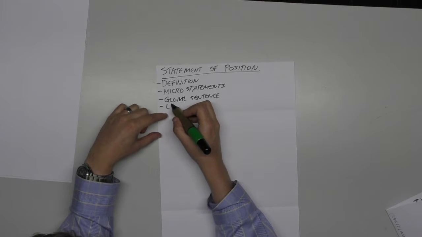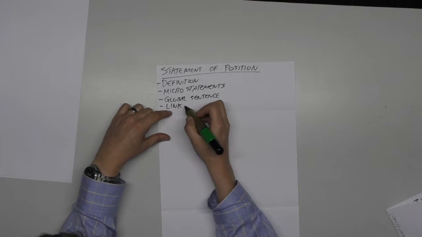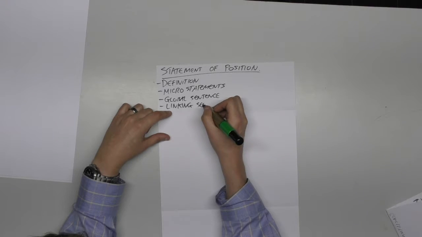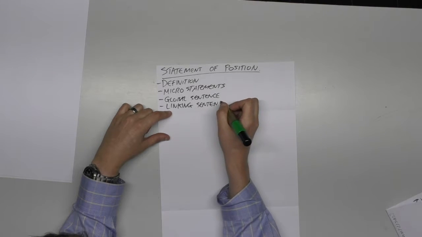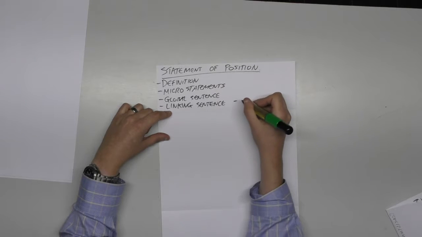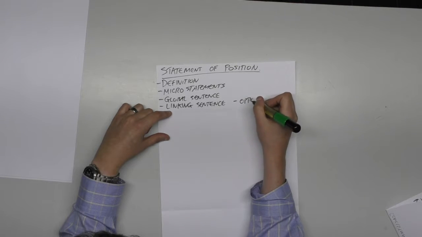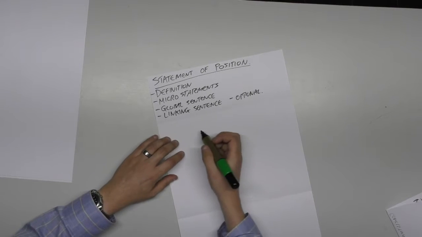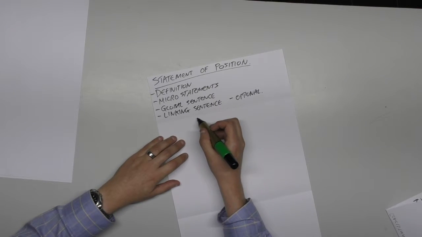Then a global statement, a global sentence, something that's really large that links it all together. And your final sentence is a linking sentence that leads into the body of the essay. Those are optional. They do tend to add strength to the essay, but they're not strictly required.